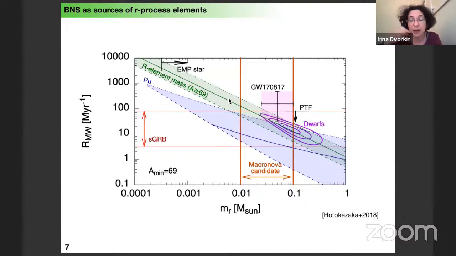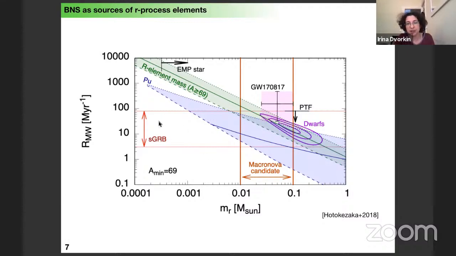And in fact, a lot of evidence points to the binary neutron-star mergers being the dominant site. For example, from this gravitational wave event, GW170817, where we measured both the rate and the mass, roughly, it kind of sits with what we expect here along the green line.